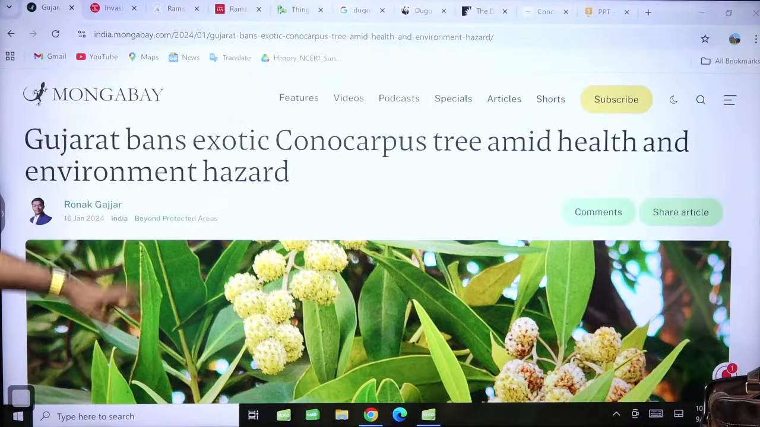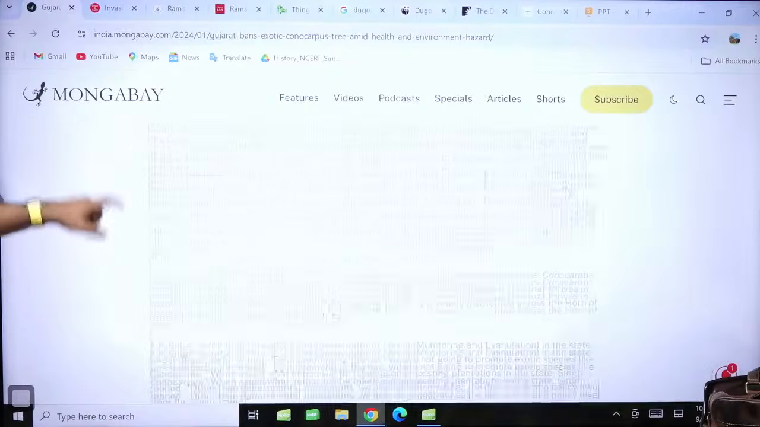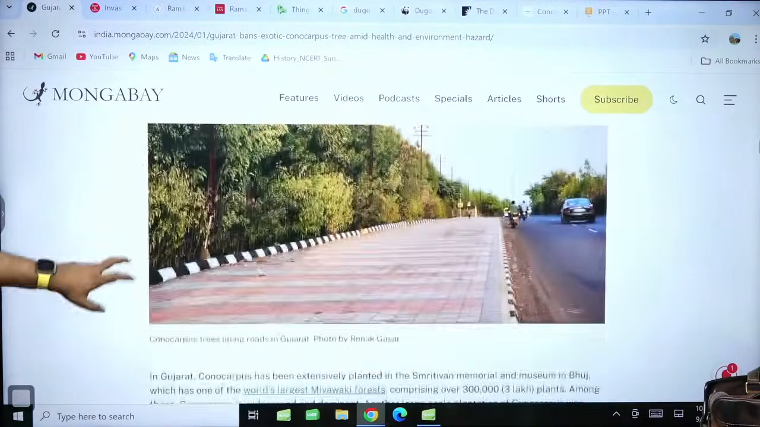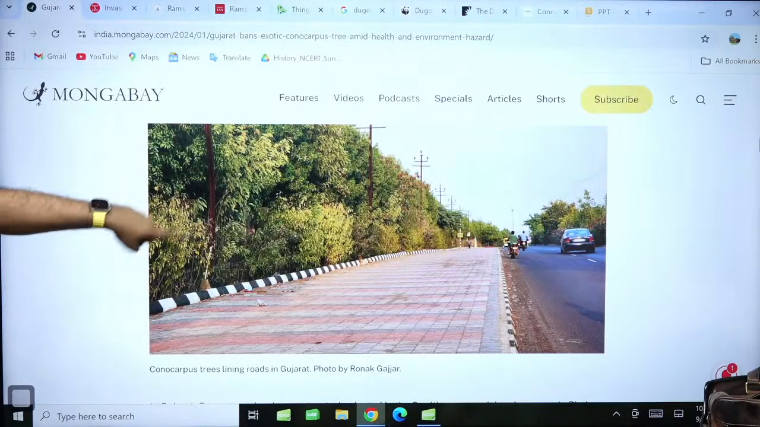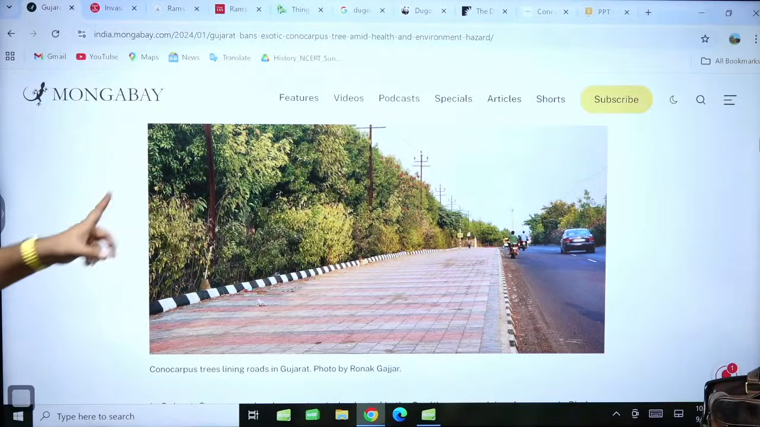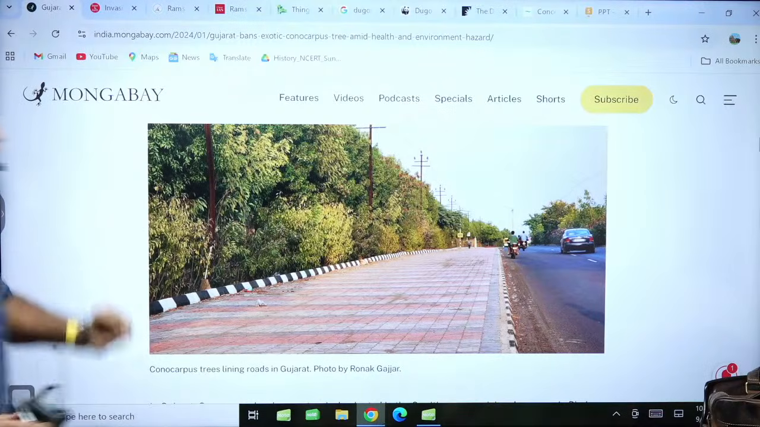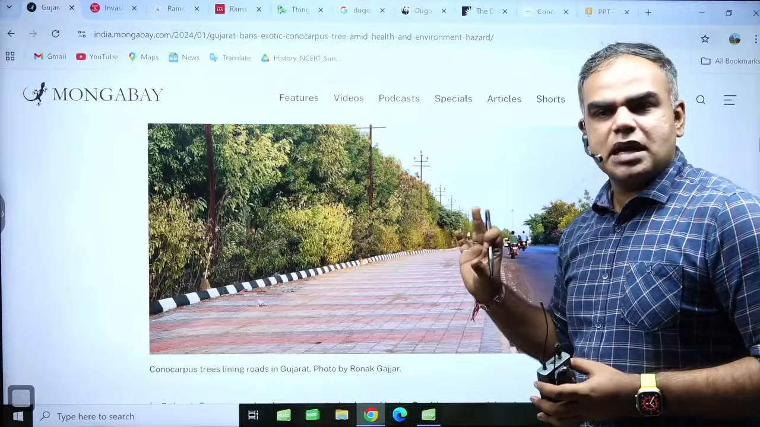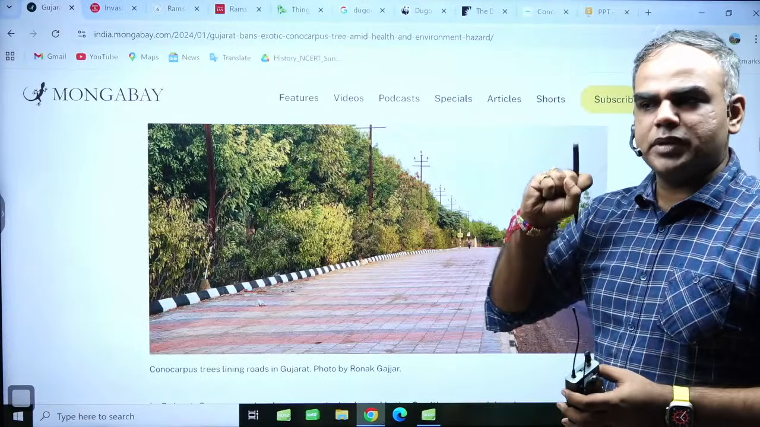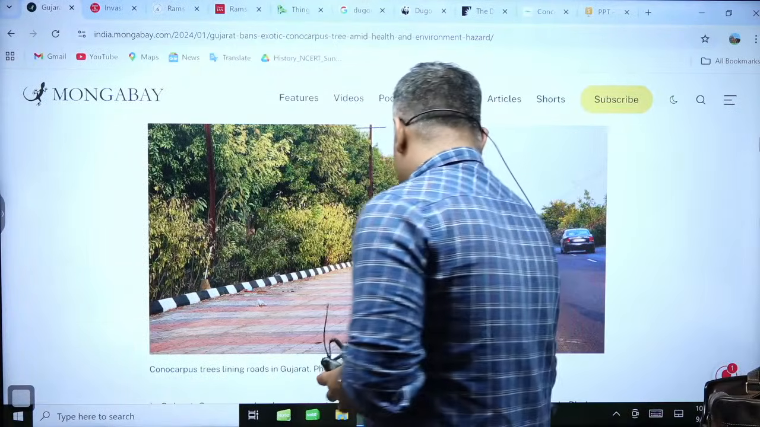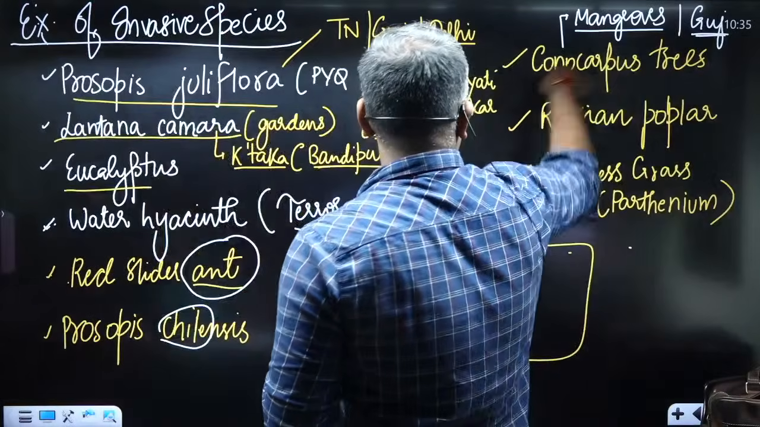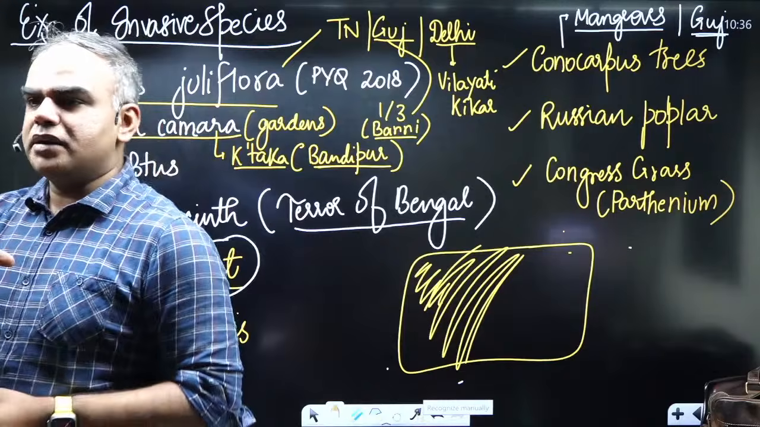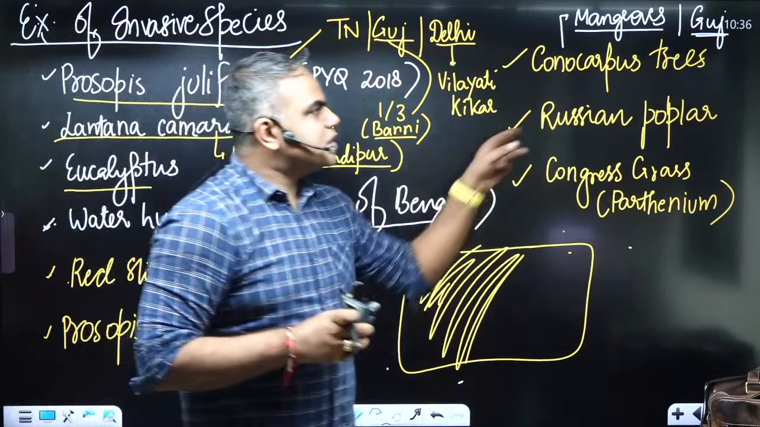I've already told you about this particular site. If you want, you can read this article for some detail. But please remember, this is going to be a very detailed article. We don't need to go into that much detail. In the lining of roads, they used to be planted. Okay, these are the Conocarpus trees. I'm giving you both contemporary examples and some static examples, so that you will remember some of these points. What are Conocarpus trees? Mangroves. Gujarat government banned them.